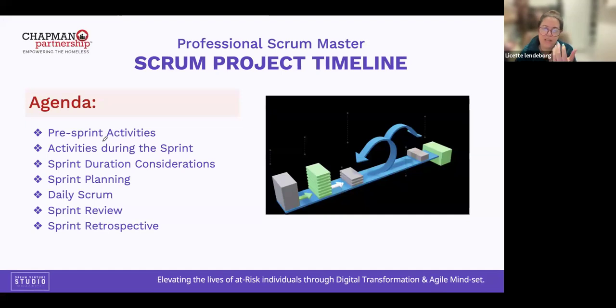So what is the agenda for this class? It is the pre-sprint activities, activities during the sprint, duration considerations, sprint planning, daily Scrum, sprint review, and sprint retrospective.